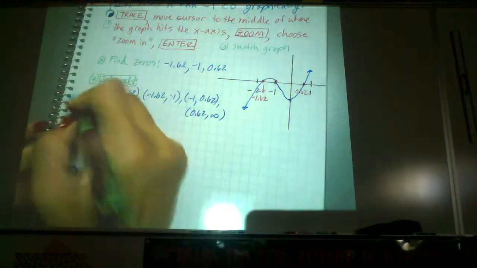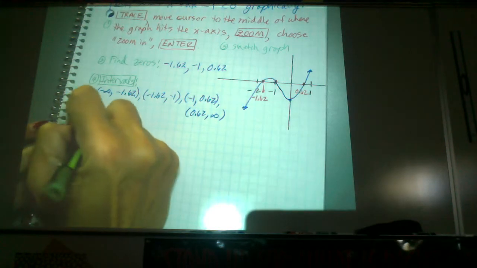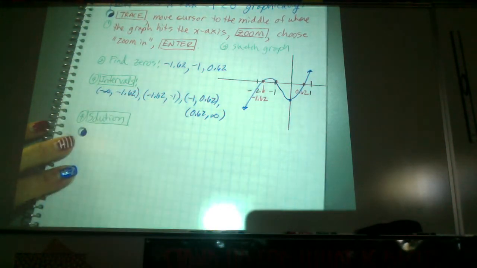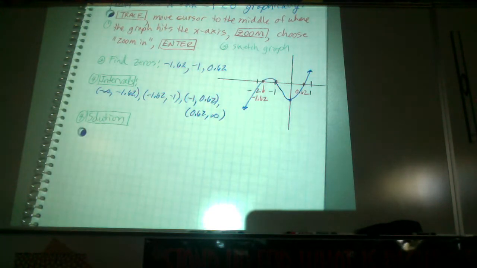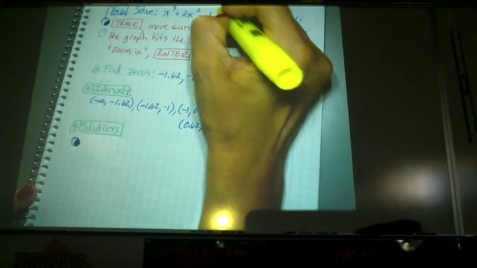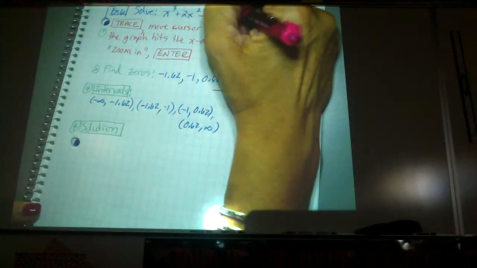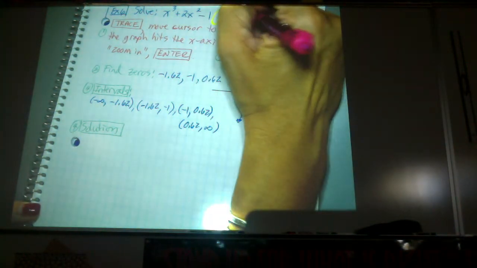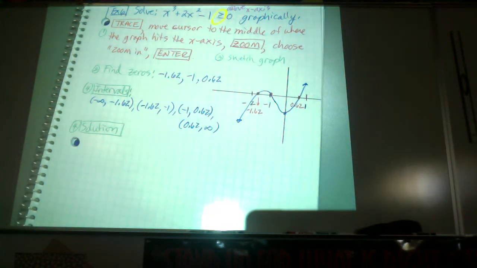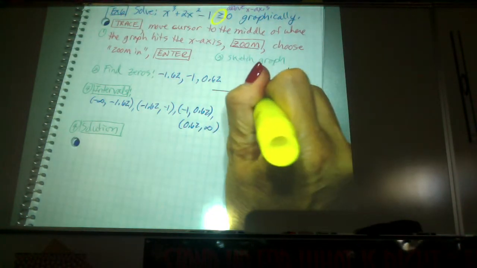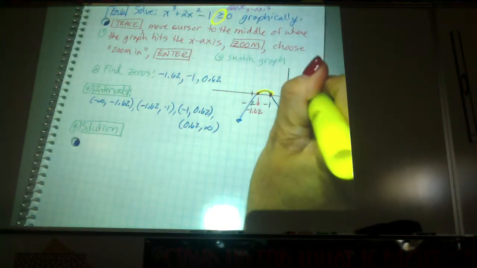So then to do the last part, which is our solution, we now look at the inequality sign. I haven't paid attention to it up until now. Look at that inequality sign. It means what? Above, because it's greater than the x-axis. The equals to just means that we're going to have brackets in it. So the only parts of the graph that are above the x-axis are from here to here and here.